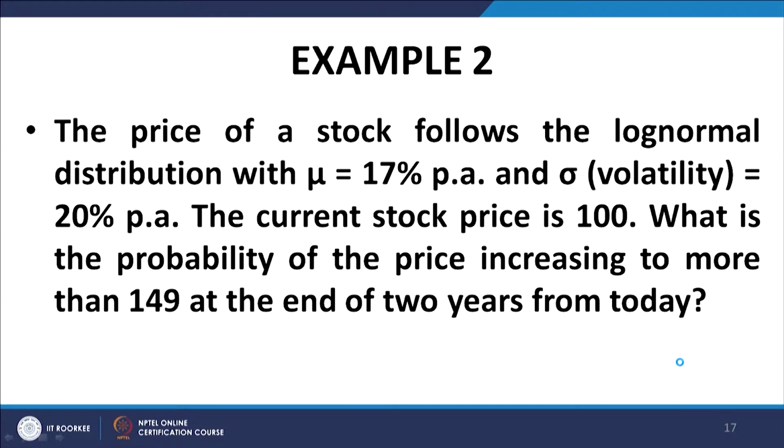Now, another problem. Now, we talk about the log normal distribution. The price of a stock follows the log normal distribution with mu equal to 17%, volatility of 20%, the current stock price is 100. What is the probability the price increases to more than 149 at the end of 2 years from now? Now, there we were talking about a time frame of 1 week, here we are talking about a time frame of 2 years. So, therefore, let us work it out.